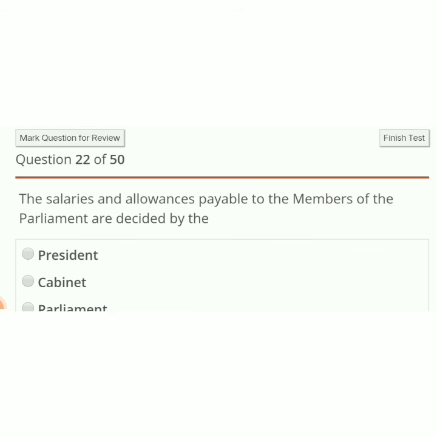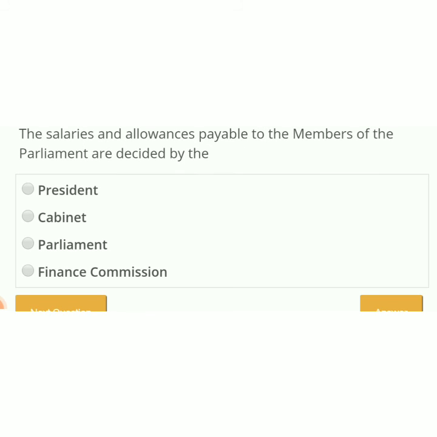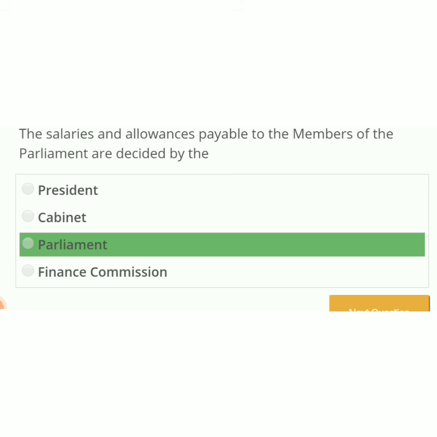Next question. The salaries and allowances payable to the members of the parliament are decided by the president, cabinet, parliament, or finance commission. The correct answer is parliament.